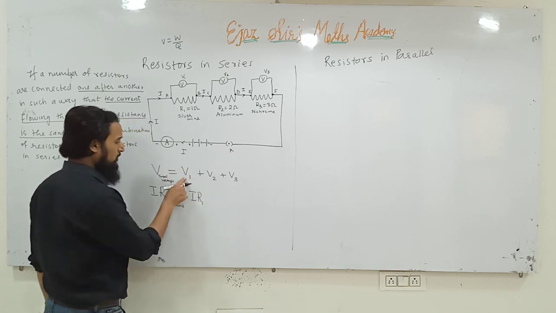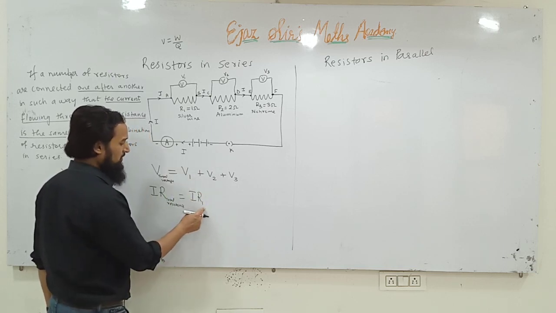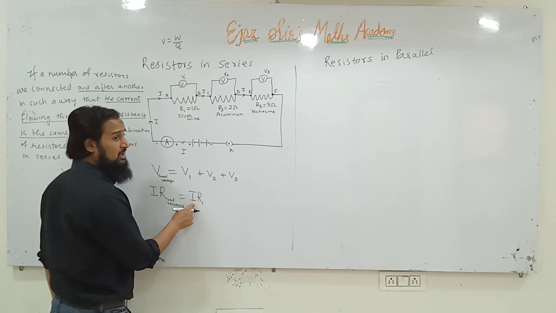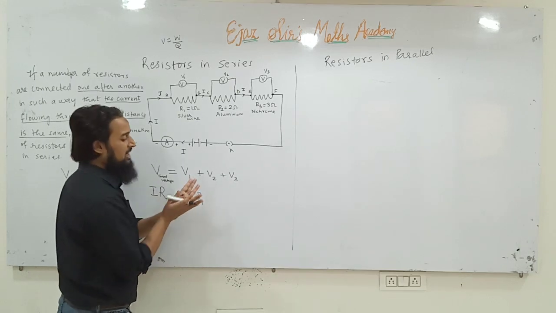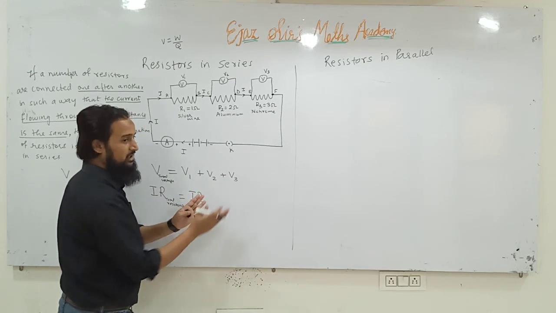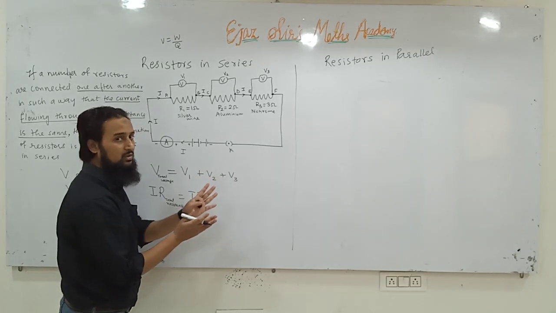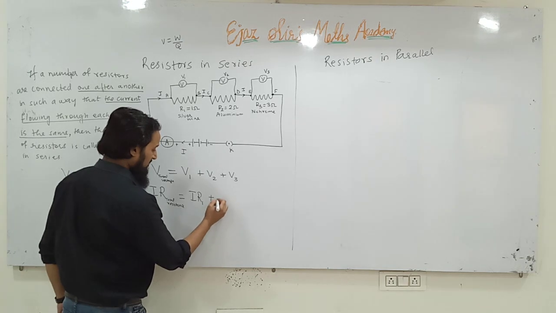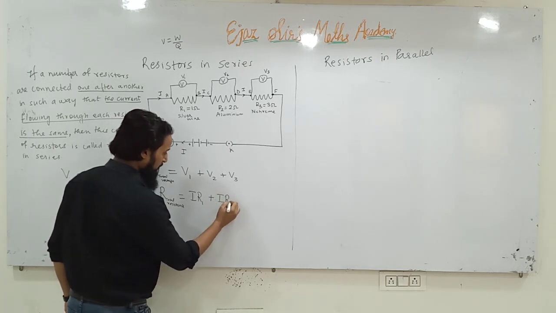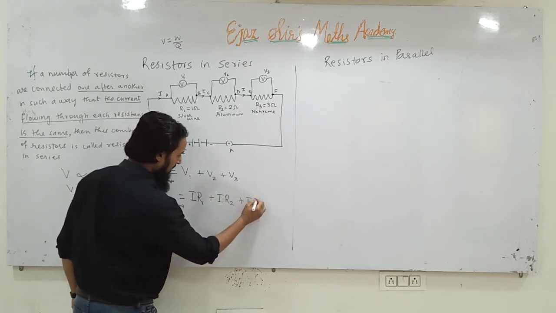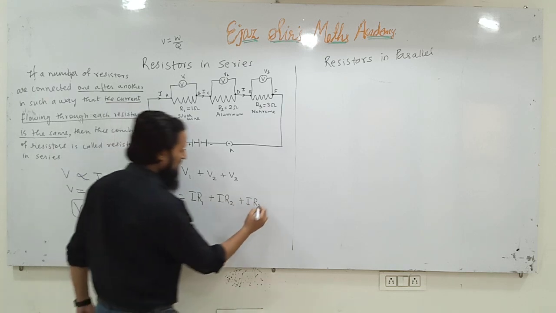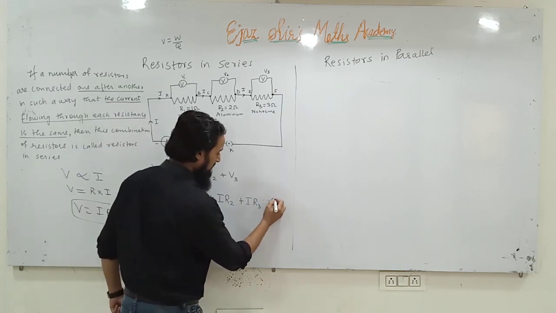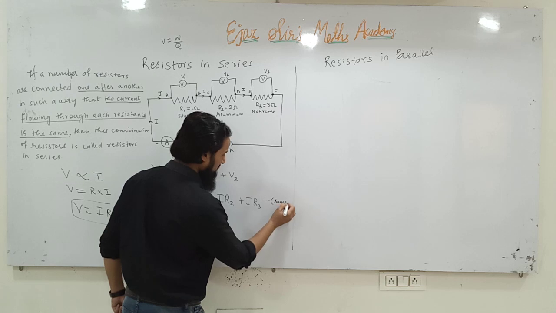R1. By Ohm's law, V1 is equal to I into R1. We are not writing I1 because current is not divided into branches. I1 going into one branch, I2 going into another branch, I3 going into a third branch, there are no branches. And the second is I into R2, plus I into R3, because I is the same for all. Same I is flowing through each.